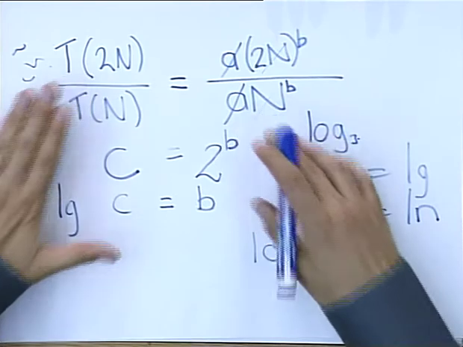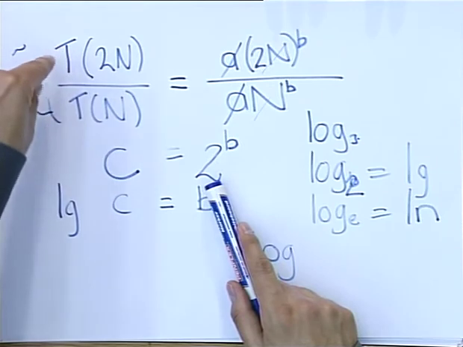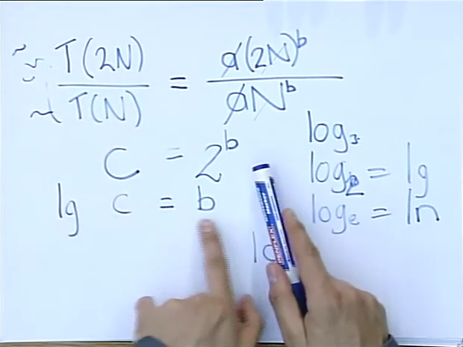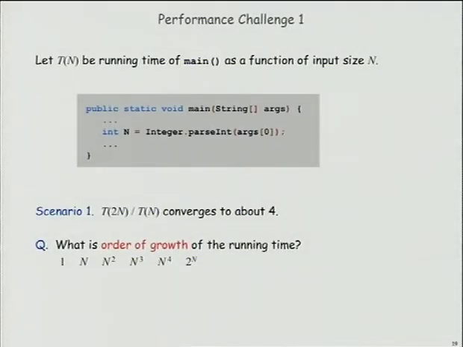But just back to my example, in other words, if we have this ratio by using this doubling hypothesis, you can easily calculate this b. So let's put this into questions. My first question that I want to ask you is, let T(n) be the running time of a program as a function of input size n. Now in this scenario, T(2n) divided by T(n), that ratio converges to about 4. My question is, what is the order of growth of the running time?